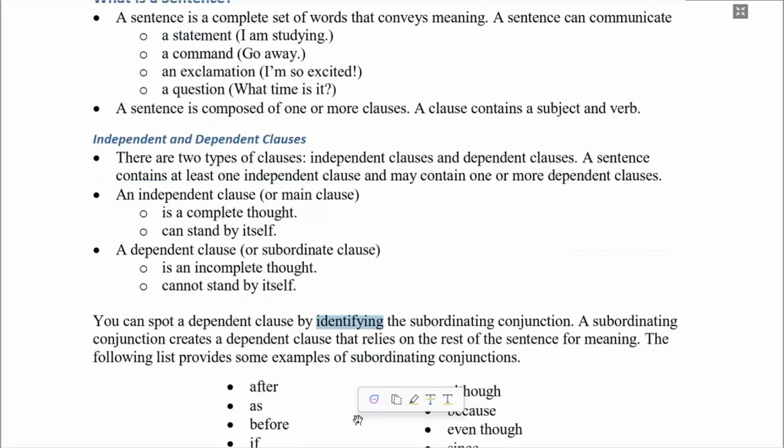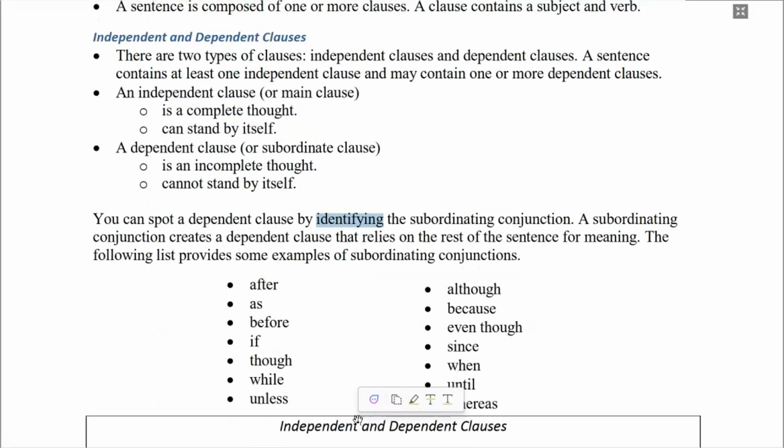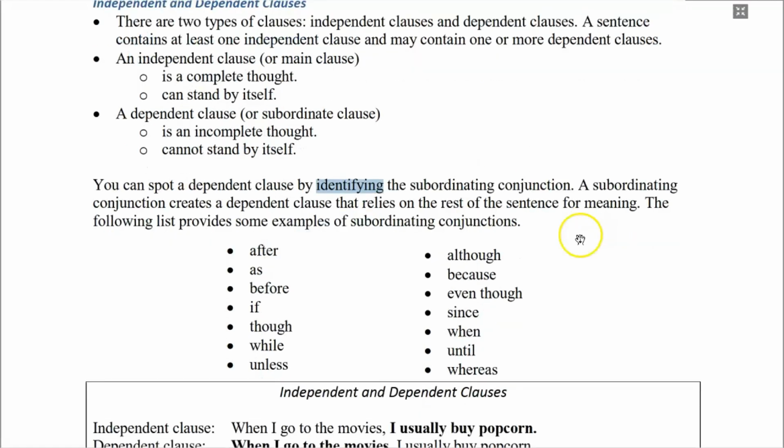You can spot a dependent clause by identifying the subordinating conjunction there. So when you have a dependent, a subordinate clause, most times it is used with a subordinating conjunction to join it with what? With an independent clause. And subordinating conjunctions include the following: after, as, before, if, though, although, etc.